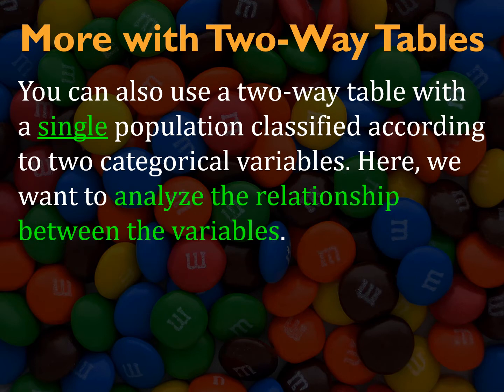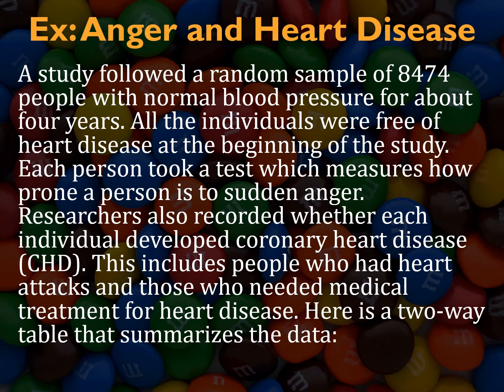Now, you can also use a two-way table with a single population classified according to two categorical variables. Here we want to analyze the relationship between the variables. So we're looking at a single population, and we're going to see if there's an association or relationship between the two categorical variables. Here's our example. It's about anger and heart disease, nothing more pleasant than anger and heart disease. You can read the specs yourself, and if you need to, pause the video. I'm going to move on.